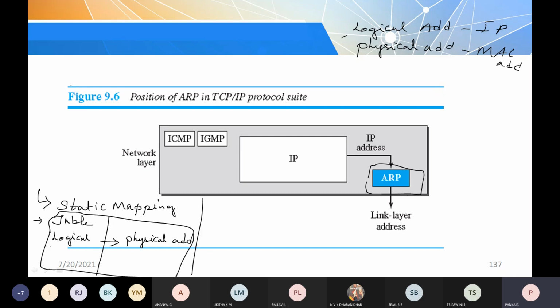Any doubts? But it is going to be static, even in case any node is added. So all that information should keep on being updated here. So instead of going for this, we can go for dynamic mapping.